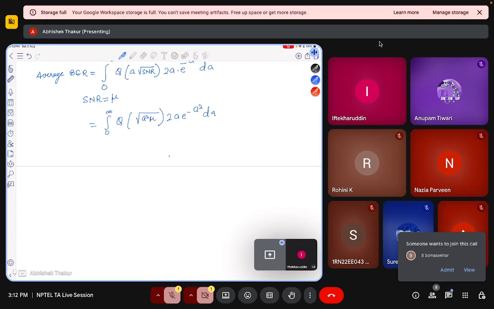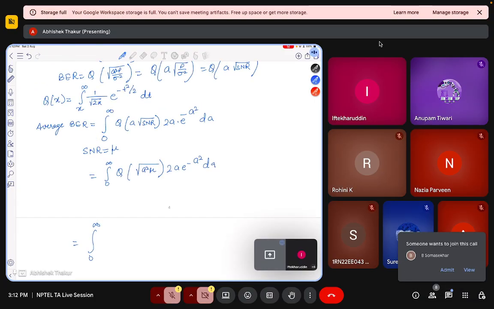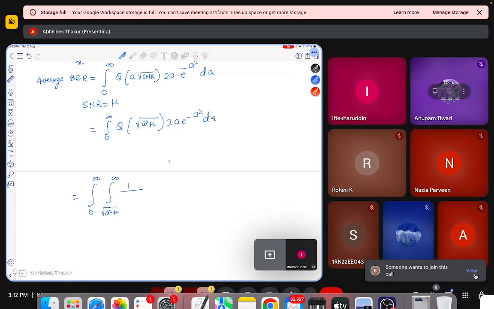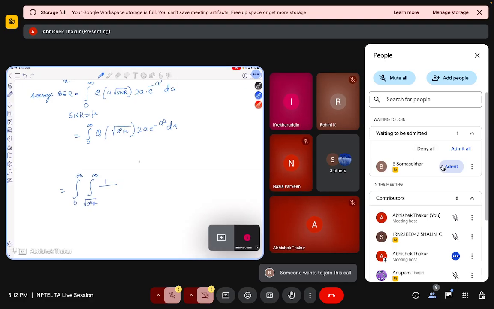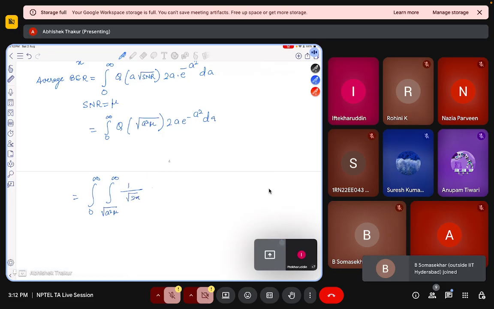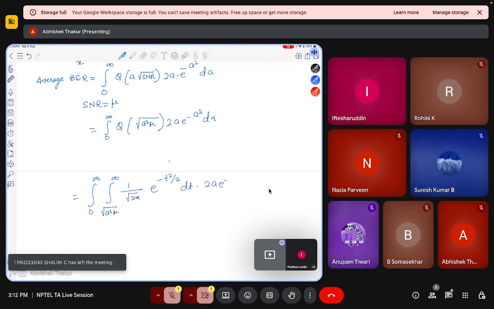So now this Q function we can write as the integral from 0 to infinity of Q of x, which is the integral from x to infinity, so it will become the square root of a square mu to infinity of 1 by root 2 pi e to the power of minus t square by 2 dt, times 2a e to the power of minus a square da.